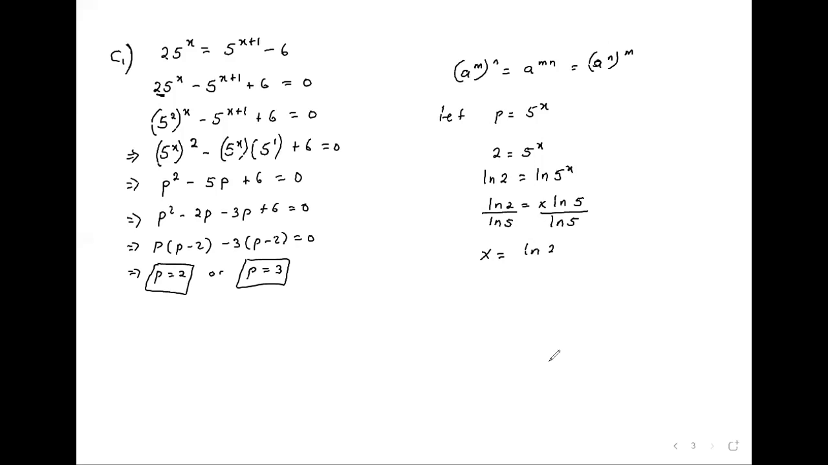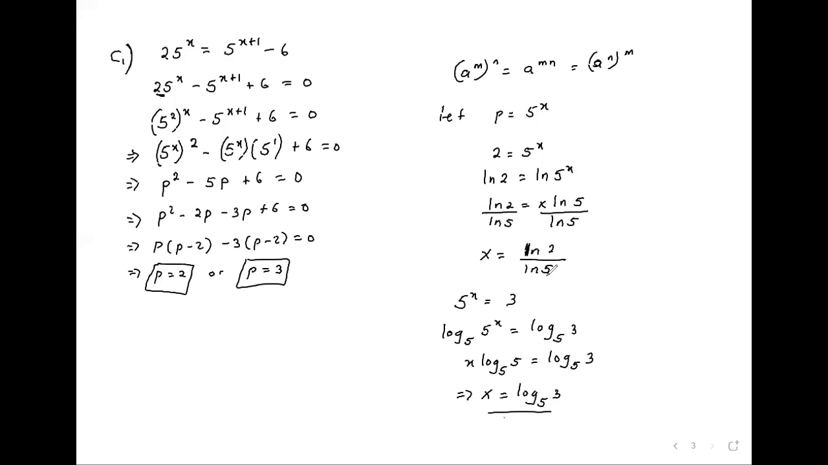Now remember what p is. p was just to make our work easy. That is p is 5^x. So when you are putting in, what you get is that 2 is equal to 5^x. Then you apply log, and you get x to be log 2 over log 5.